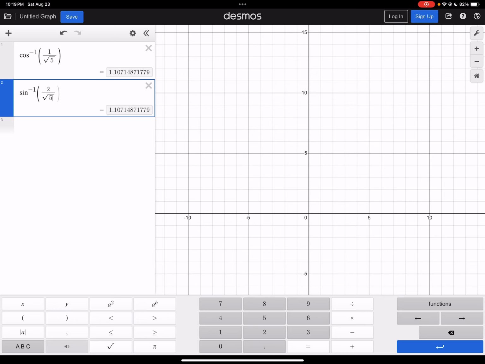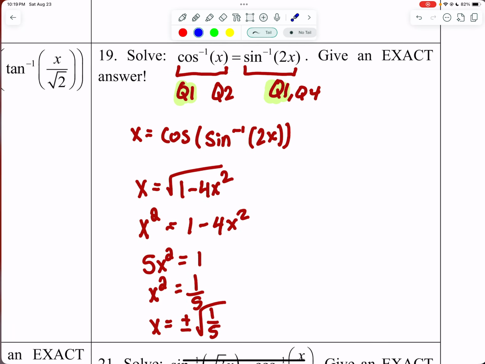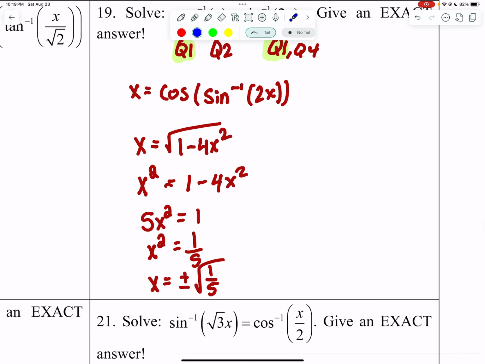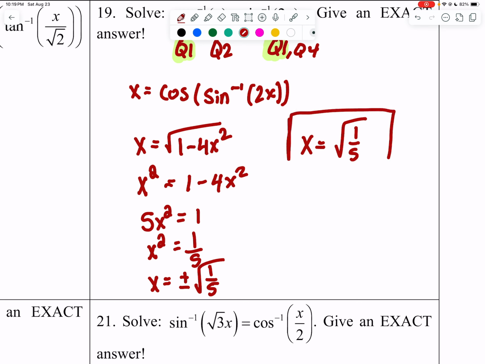Now, if I were to do my negative counterpart, I get that. I also get that. So notice how if I have a negative 1 over root 5, our two expressions right here are not the same. So we know that negative root 1/5 is extraneous. So my only answer here is the square root of 1/5.